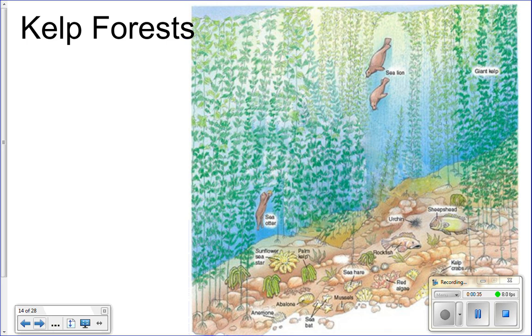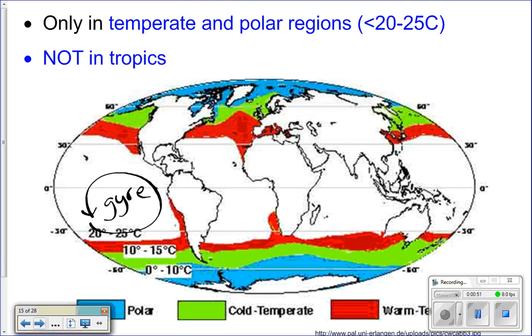One of the things that you can find in the coastal ocean on a hard bottom type of substrate is a kelp forest. That would occur in temperate and subpolar regions. The reason they're found in temperate and subpolar regions is because kelp must be in water that averages less than 20 degrees Celsius.